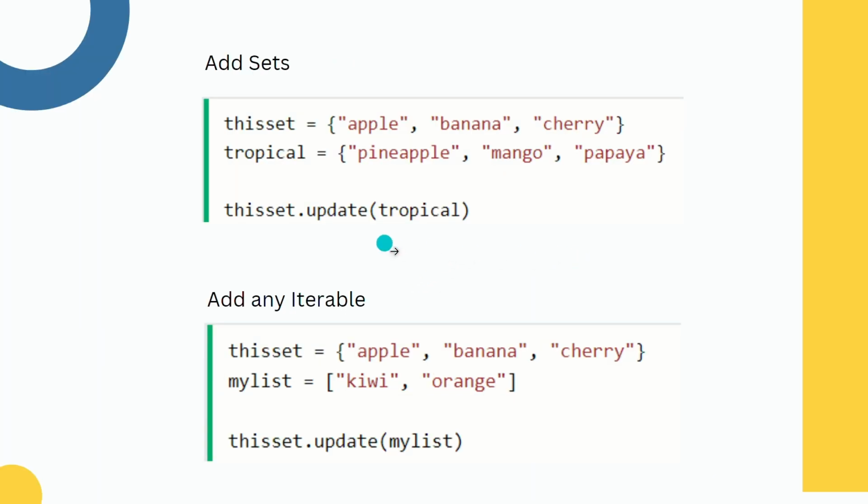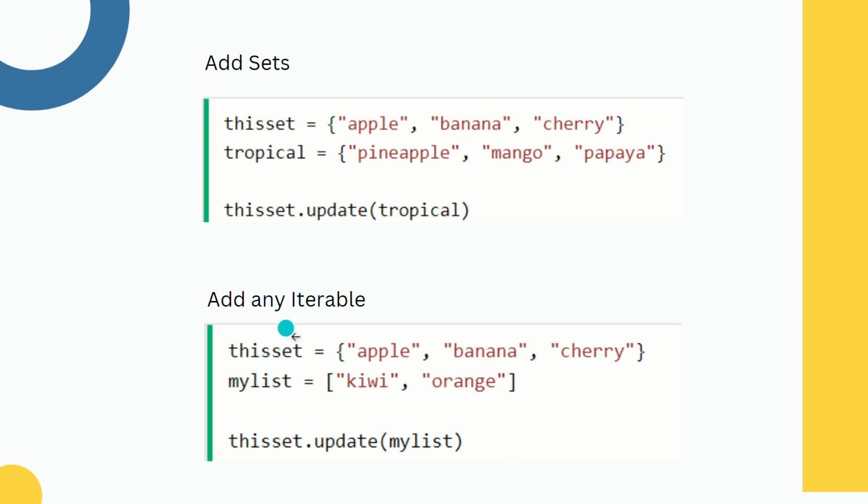And you can also add different sets. So if you have two different sets, and if you want to add the second one to the first, you can use the following syntax. So this set.update and tropical. So this set will be updated and the second set will be added into this. Now of course, if there are any duplicate elements, it will be only stored once in that set, since items in set cannot store duplicate values.